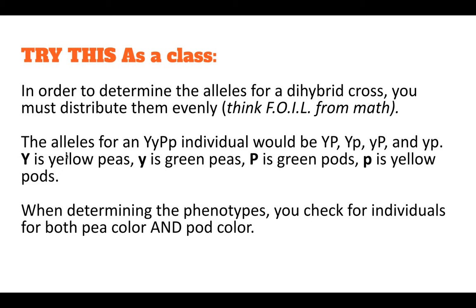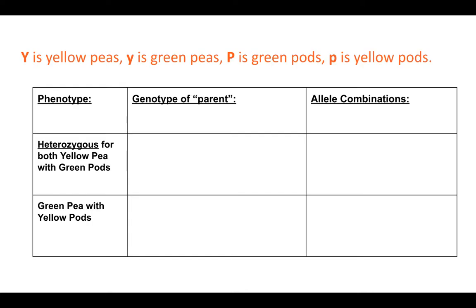Big Y indicates that you have yellow peas. Little y indicates that you have green peas. So those are those round peas within the pod, okay? The thing that holds those peas are called pods, all right? Big P is for green pods and little p is for yellow pods. And when determining the phenotypes, you check for individuals for both pea color and pod color, okay? We're not just looking at one or the other. We're looking at the combinations of all of them, all right?